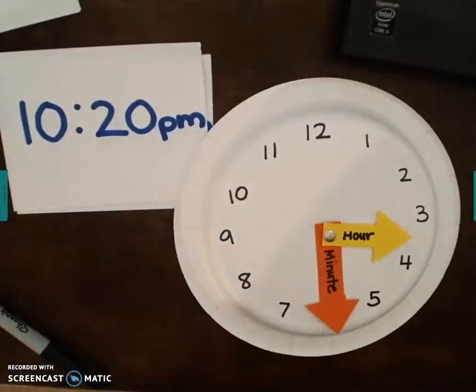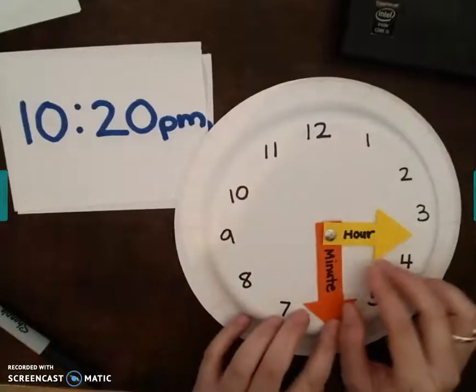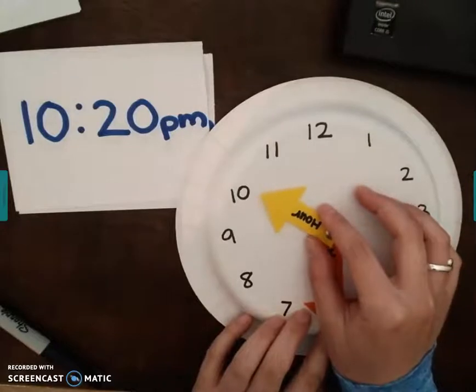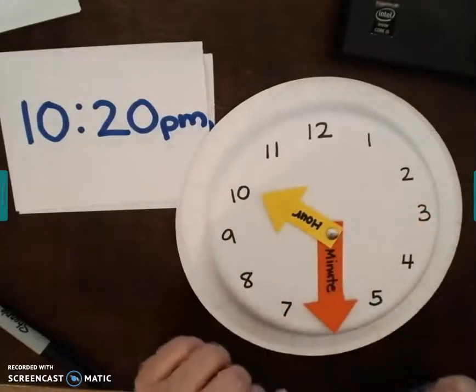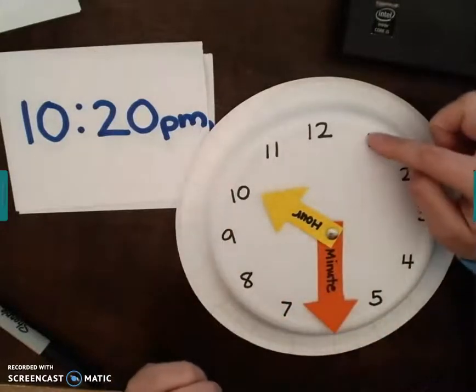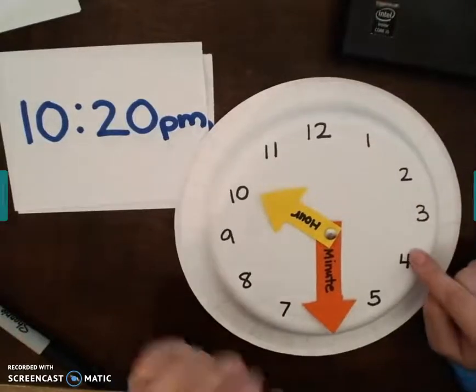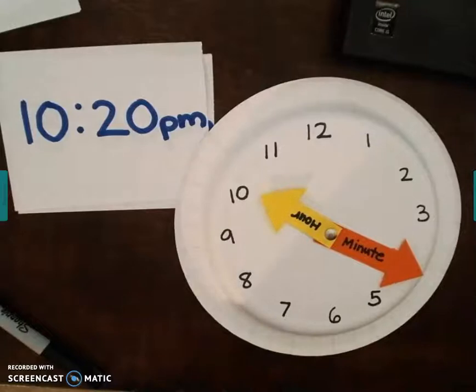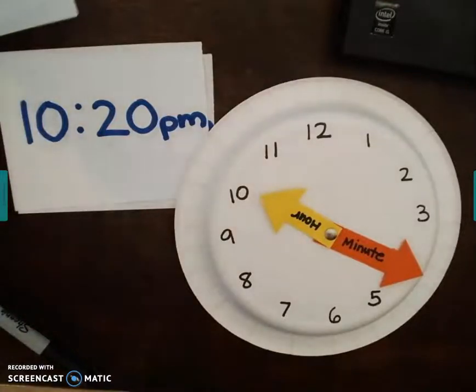Ooh, 10:20. For 10:20, start with my hour hand. My hour hand is going to be over by the 10. And then my minute hand, I need to count to 20. 5, 10, 15, 20. So this time would show 10:20. All right, let's see. I have a tricky one for you guys.